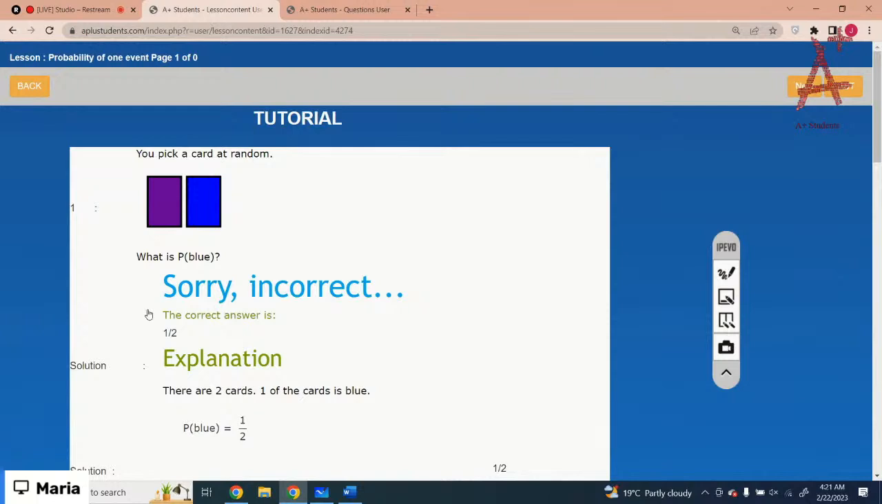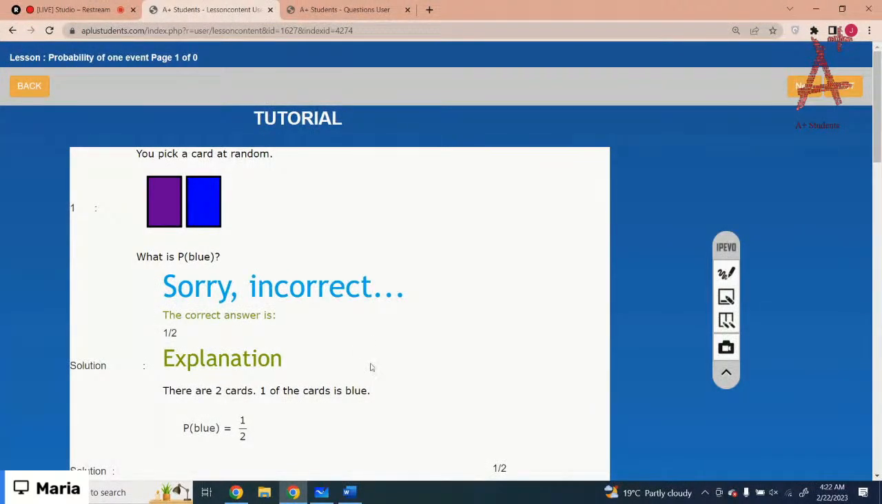So the total cards are two, and out of the two, just one is blue. So the probability is 1 over 2. Got it? Either you can get blue or you can get the purple one. You have just two options, so the probability of getting blue is 1 over 2.